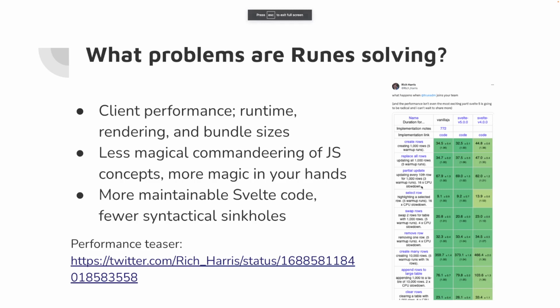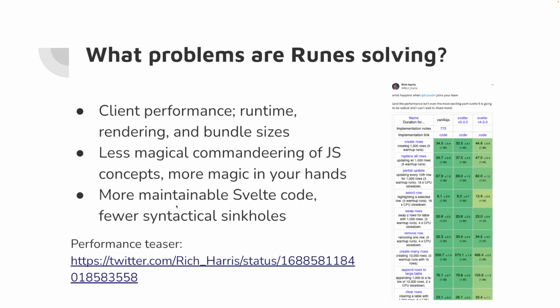So, what problems are runes solving? It solves several problems, but I'm trying to summarize this as succinctly as I can, and I think the first one is client performance, which is runtime, rendering, and bundle sizes. Second is less magical commandeering of JavaScript concepts, so what you're familiar with in Svelte 3 and 4 is things like export let prop name, which, although is a JavaScript concept, it has special meaning in Svelte files. Another one is top-level variables like let my variable or let cat name. If you define a variable top level, it's not just a JavaScript variable, it's a special reactive Svelte variable. With runes, the magic is taken away from JavaScript concepts and put into your hands.